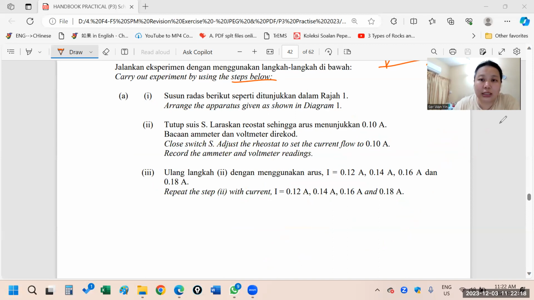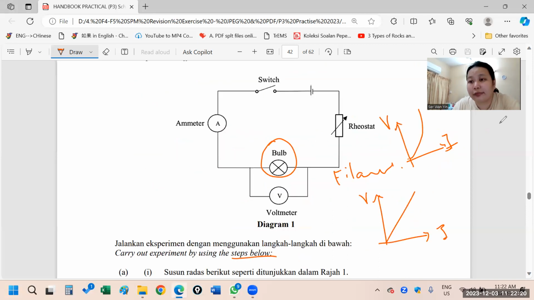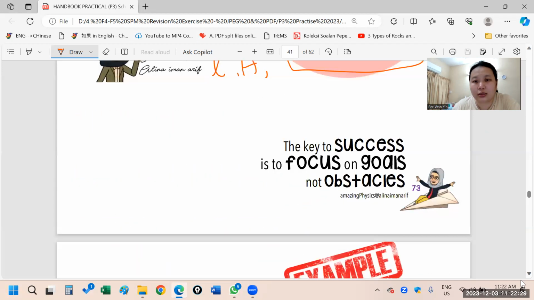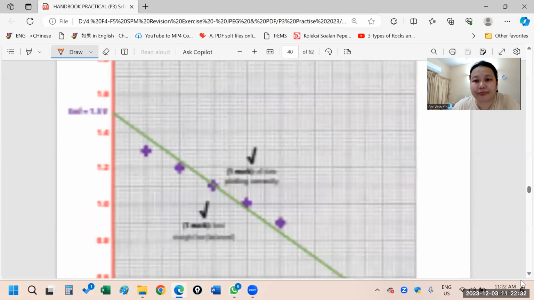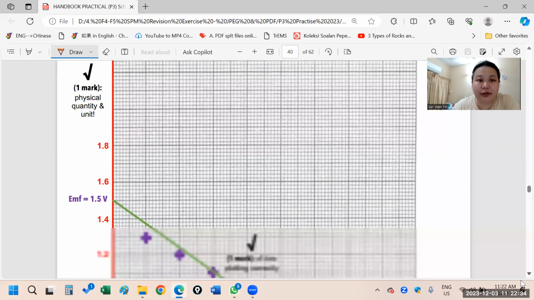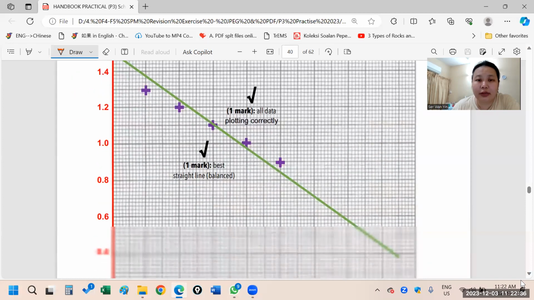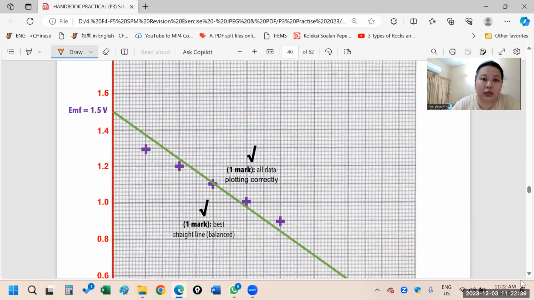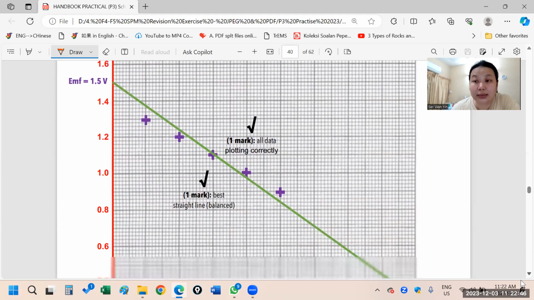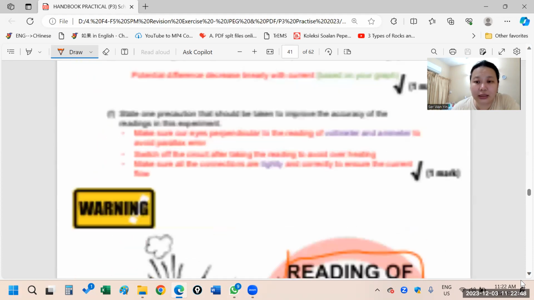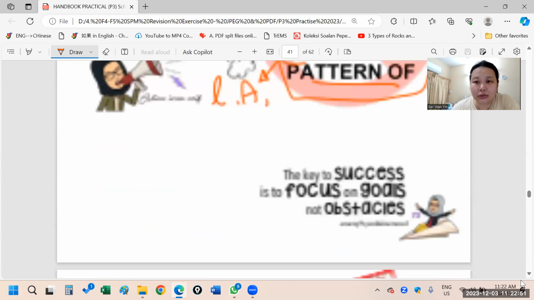So if this is a light bulb, then sure our graph is curved. So make a curved line. So this is light bulb. This is EMF, same thing. If EMF, make sure you extrapolate because the y-intercept is 1.5 volts. Y-intercept is EMF, right? So these two you read properly.